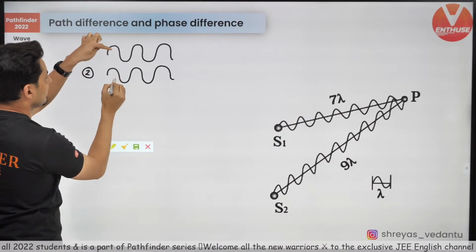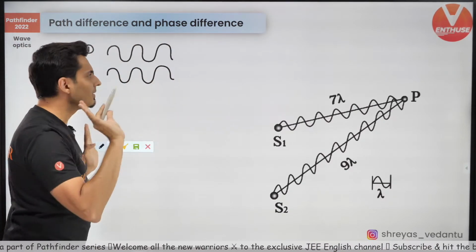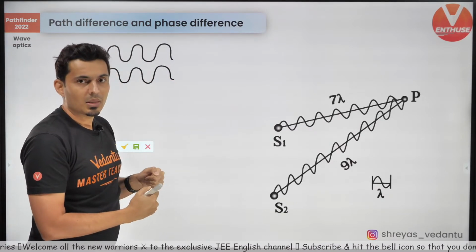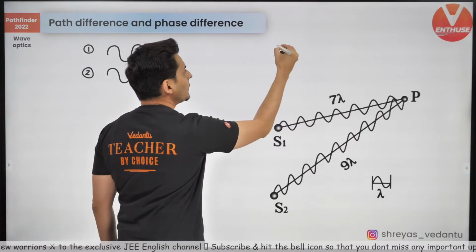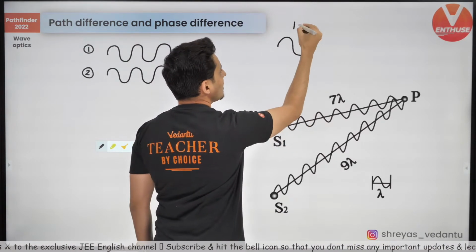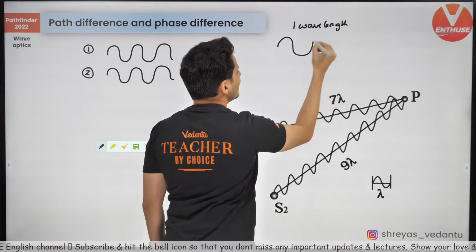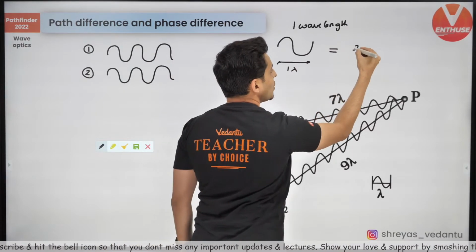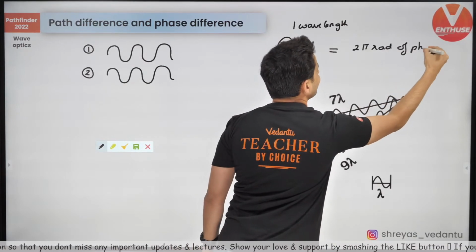When there is a crest, there is a crest. Trough, trough, crest, crest, trough, trough, crest, crest. They are perfectly in sync. There is no difference between their start and their ends. And we all know one wavelength, basically this is 1 lambda, corresponds to 2 pi radians of phase.